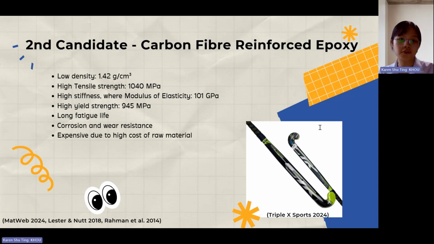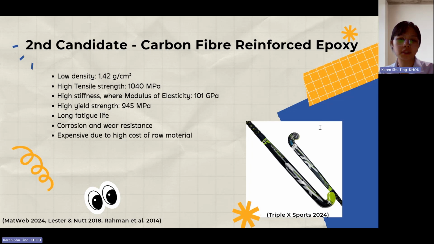Carbon fiber reinforced epoxy also has a long fatigue life, which means that it can sustain continuous stress under longer periods. It is also an important factor for hockey sticks because stress will be applied continuously to the hockey sticks when the player hits a puck.